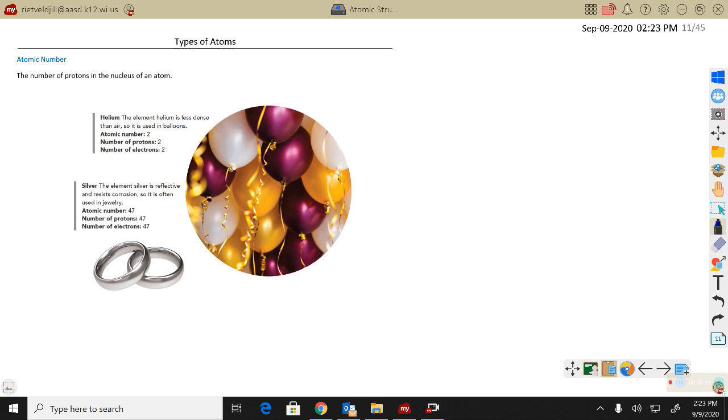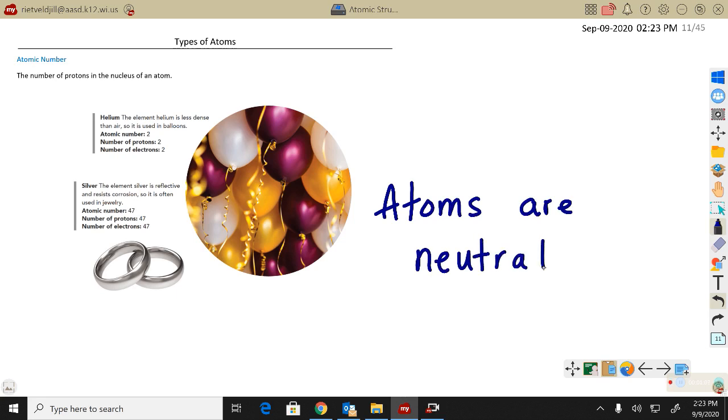Now in the last video we also mentioned this, and it was really important. Atoms are neutral. Atoms are electronically neutral. So they have to have the same number of positive protons as negative electrons. So here, helium is element number 2. Its atomic number is 2, which means that there are 2 protons. The protons are positive. And so there must also be 2 negative electrons.